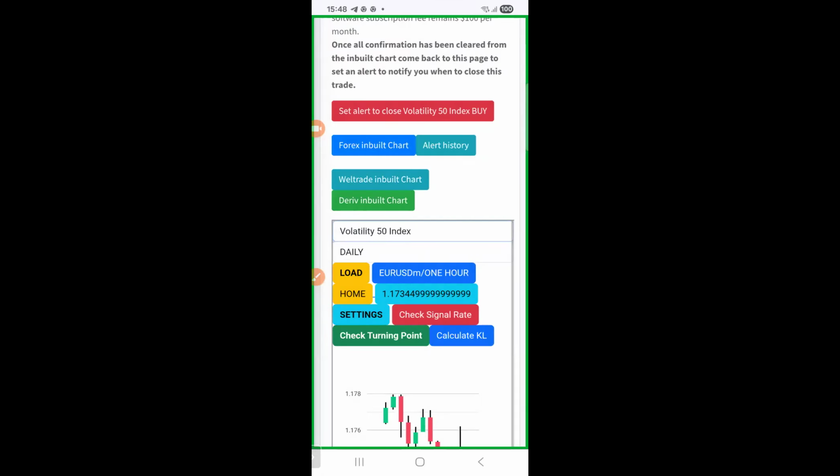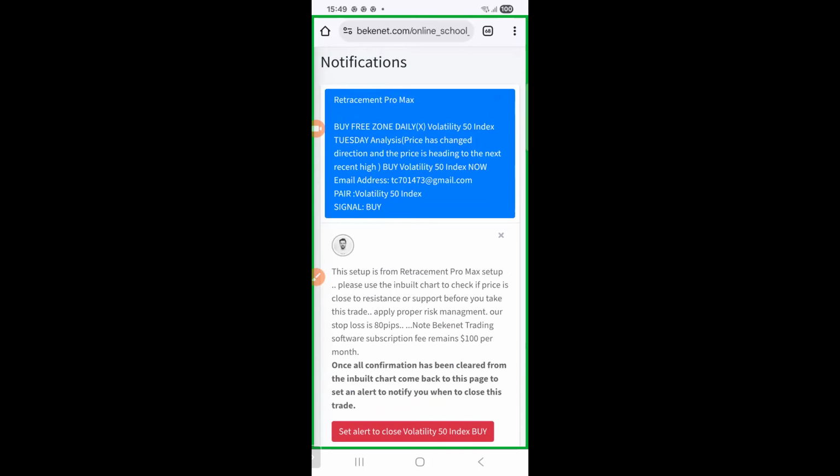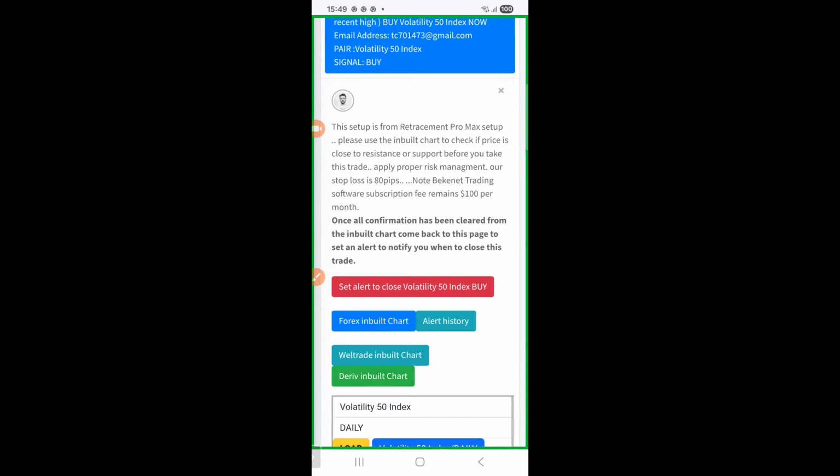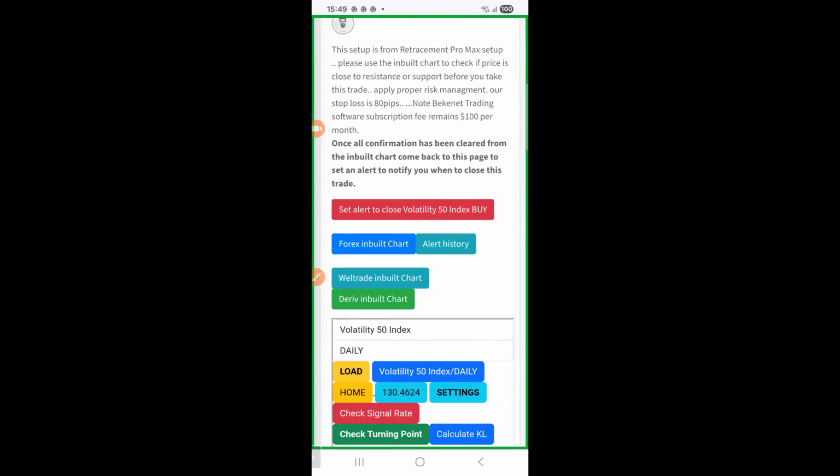So what do I do? As I tap on 50 to select it, look at this point here where you see load. I'm going to tap on load. I haven't tapped on load, very simple. Now, what do I want to check? It actually gave me price of where I should buy from. Perhaps I was not checking, but I just want to move very fast to show you this.